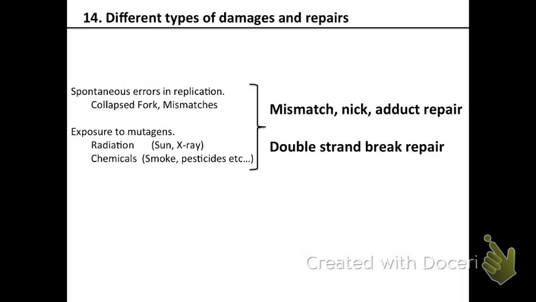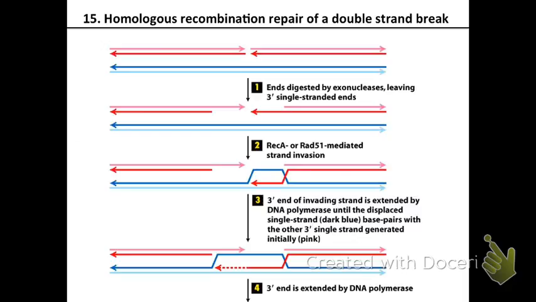All right. So next we're going to talk about what happens when you have a double strand break. Double strand breaks can be repaired by two basic mechanisms. One of them is homologous recombination. Sometimes when you have a double strand break, this is very similar to the homologous recombination that occurs during meiosis, which you learned a few lectures ago.